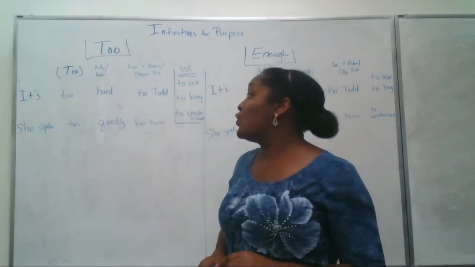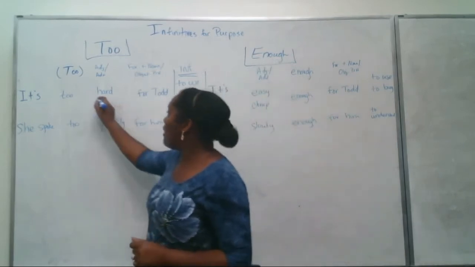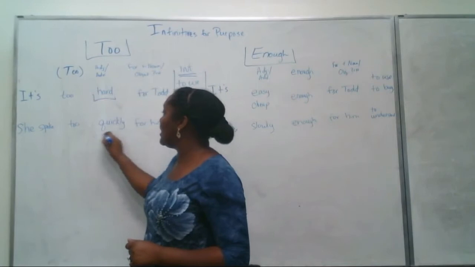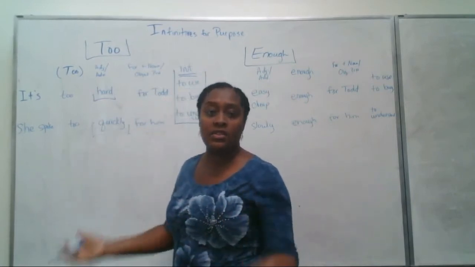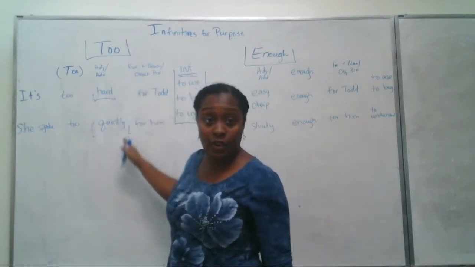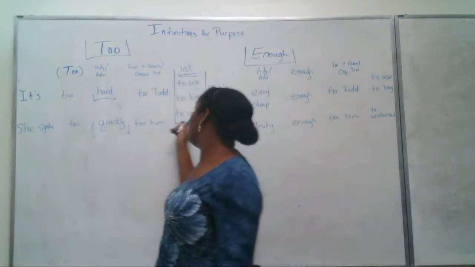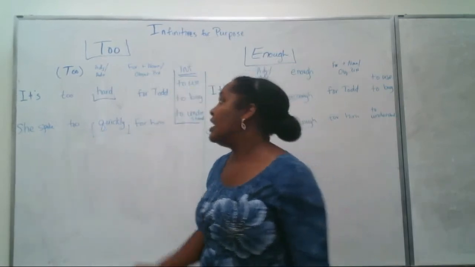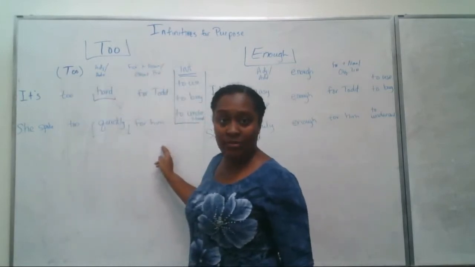She spoke too quickly for him to understand. Notice here, hard is your adjective, and here quickly is your adverb. So it just depends on the context of your sentence, whether you're going to use an adjective or an adverb in this column. So she spoke too quickly for him to understand. So just remember that you have too and you have for plus the noun.